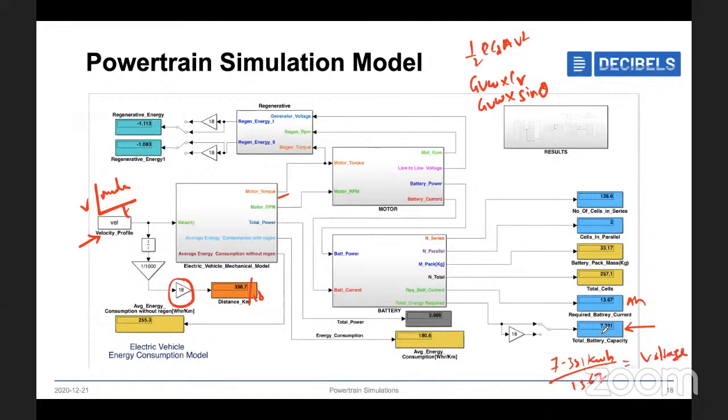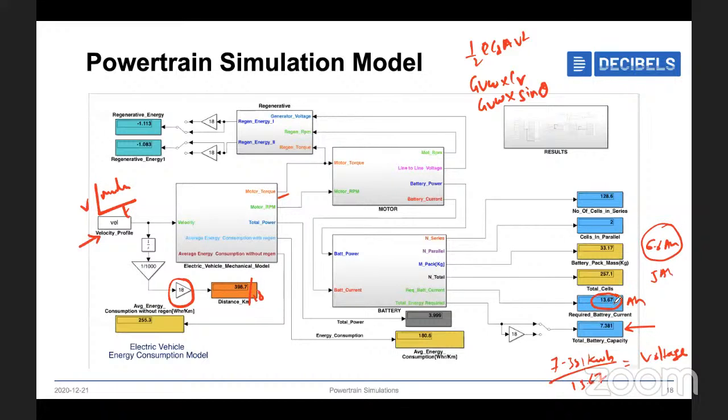Okay, that's the one thing. And if you know the capacity is 13.67, then you can estimate how many cells you have to connect in parallel. Because here I'm selecting a 6.6 amp hour cell for my application, you might be selecting a 5 amp hour cell or a 2 amp hour cell. I'll discuss how to go for the cell selection also.